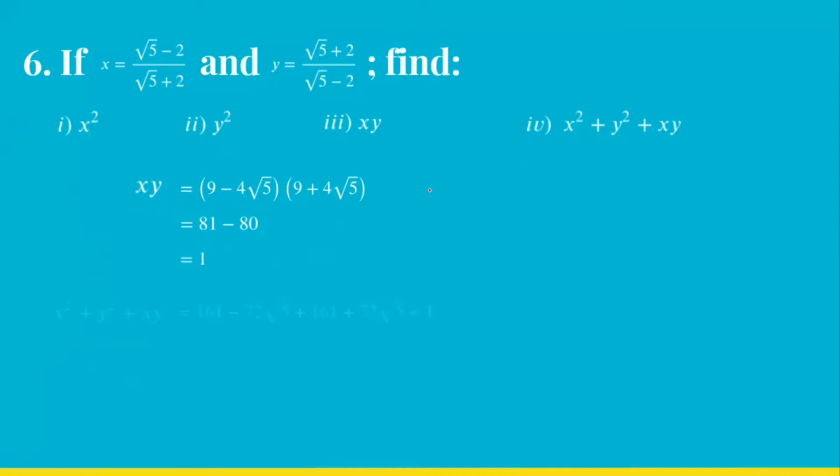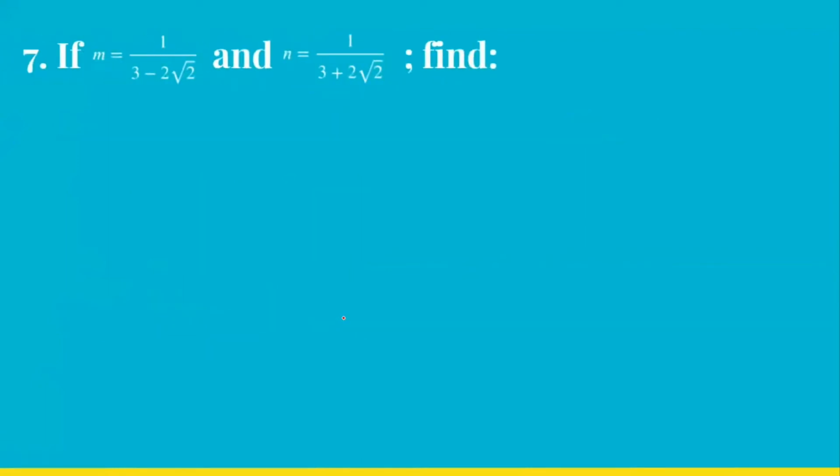Now we have to find the value of x square plus y square plus xy. Let us put the value of x square, we had got 161 minus 72 root 5, and the value of y square was 161 plus 72 root 5, plus 1. The value of xy was 1. Minus 72 root 5 plus 72 root 5 got cancelled. Add 161 plus 161 plus 1. You get this as 323. Got it? Let's start question number 7.